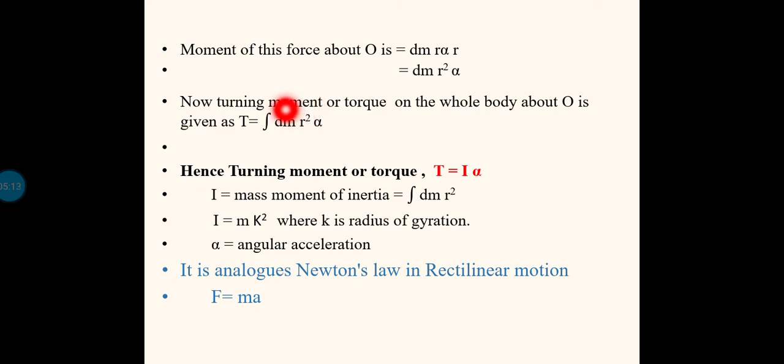Entire moment means this moment is providing some rotary motion to that particular body. That's why it is called turning moment. Actually it is the total moment, and along with that moment we are adding the term turning. Turning means the effect of this moment is to turn the body about a fixed axis. That's why it is called turning moment, or simply torque. The one word for this turning moment is torque.